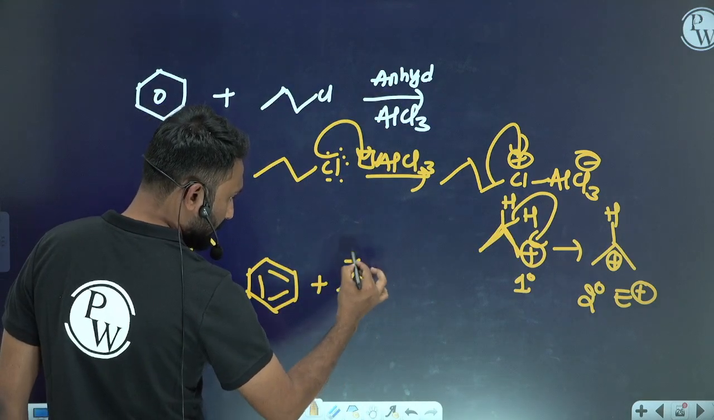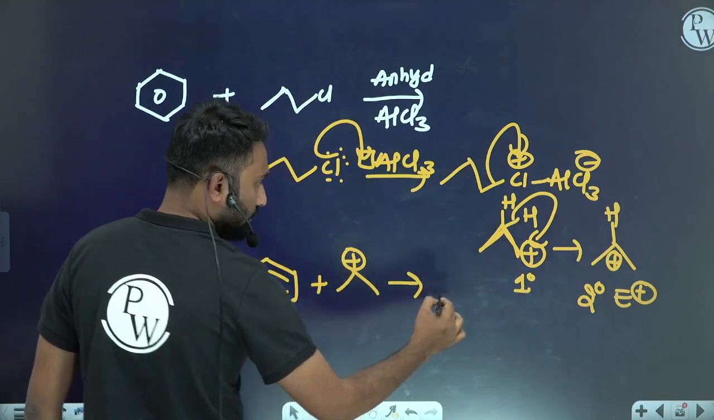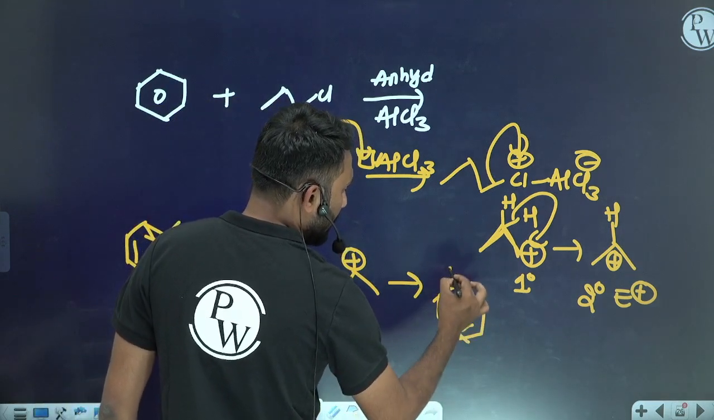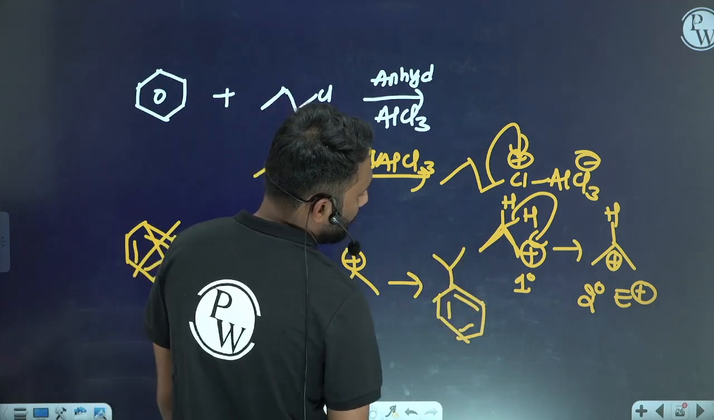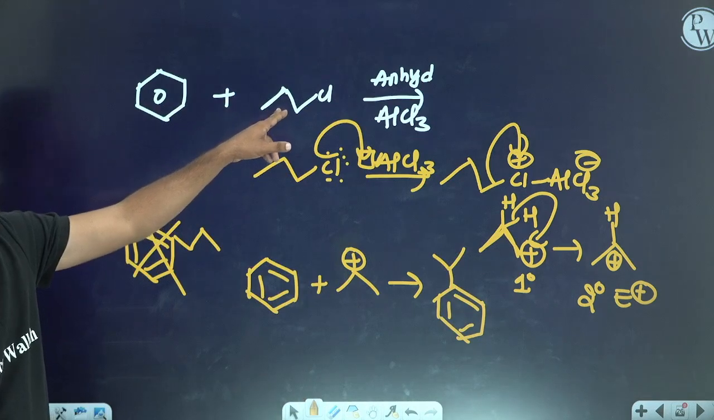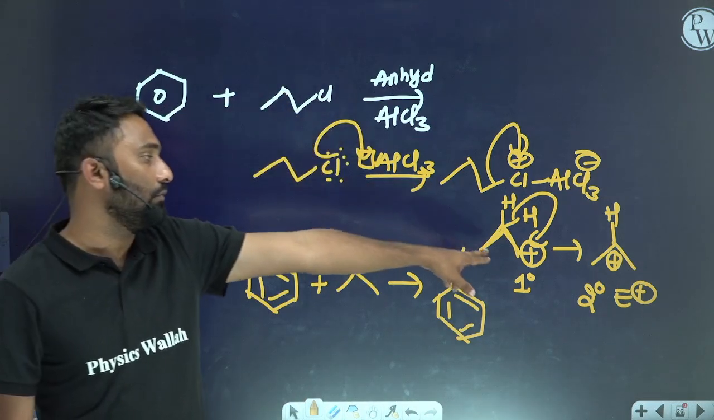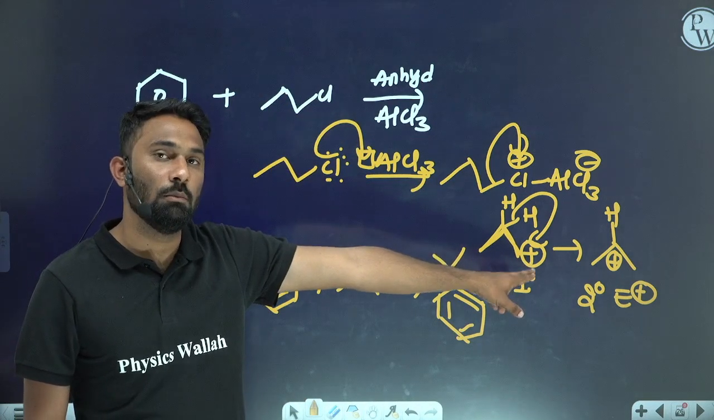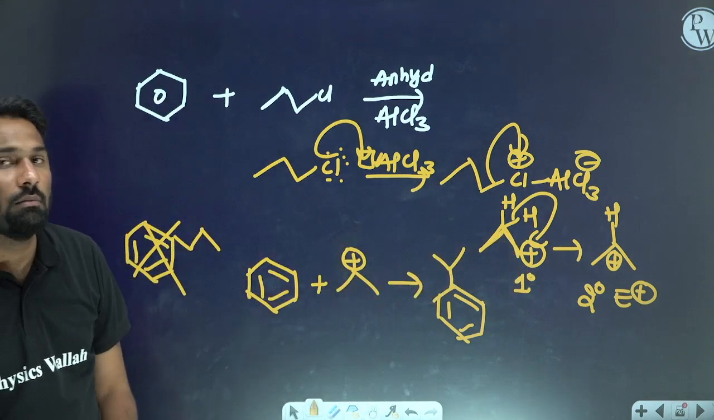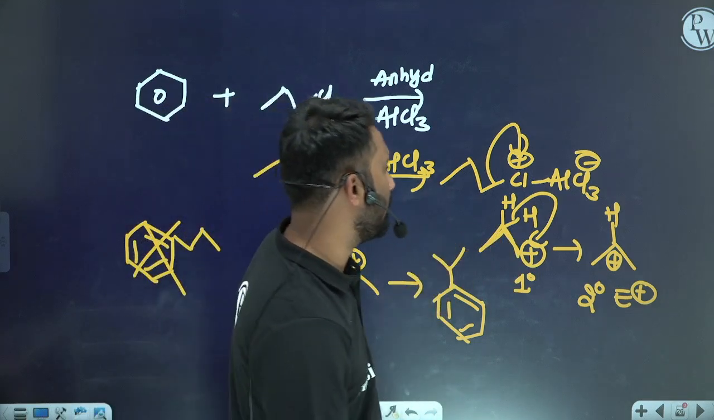Now this is the electrophile. It will attack the benzene and we will get the isopropyl benzene. Now this is isopropyl benzene. Clear? Now if propyl chloride is given, first we have to make the stable carbocation, then we have to attack the benzene. In this we have to make the stable carbocation.